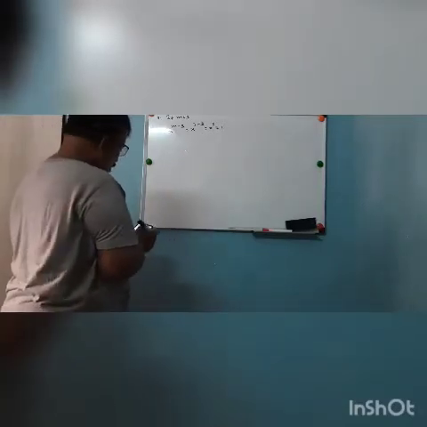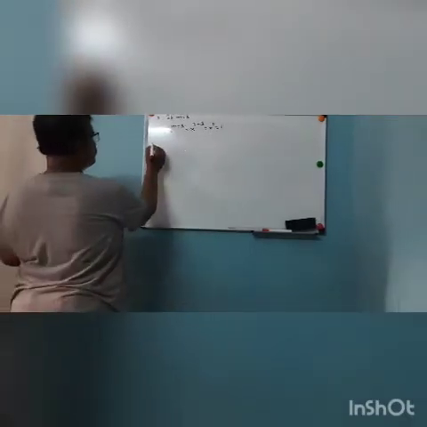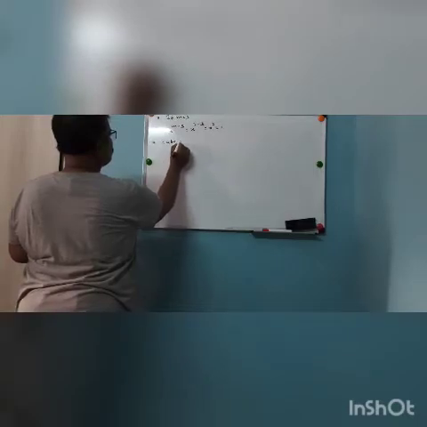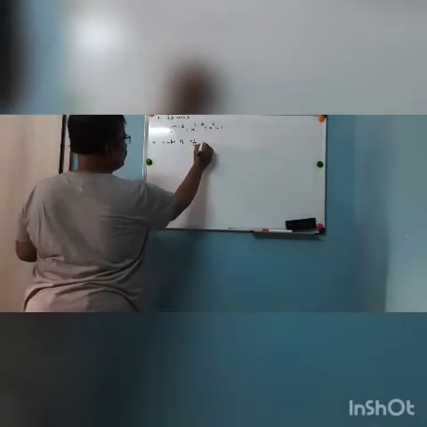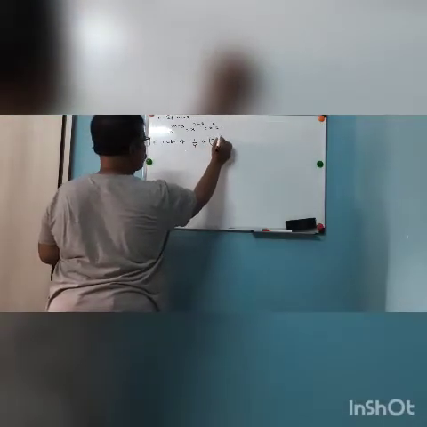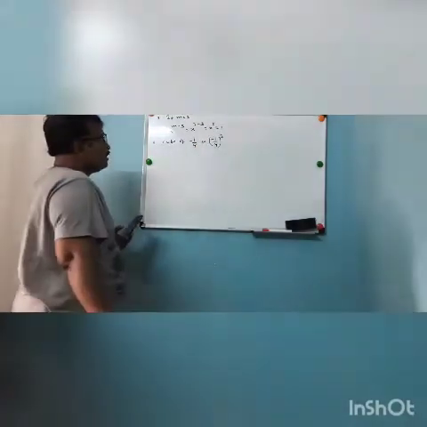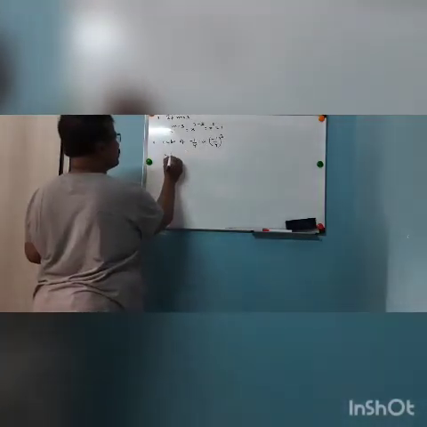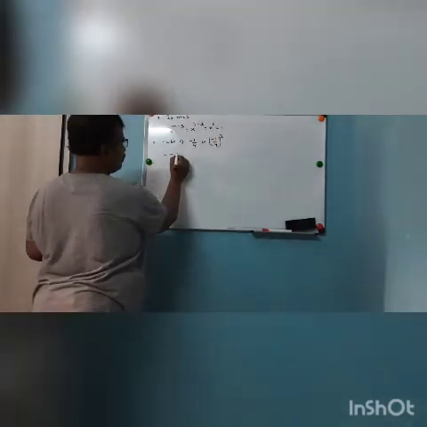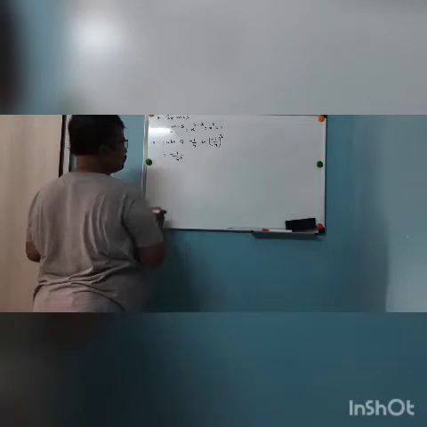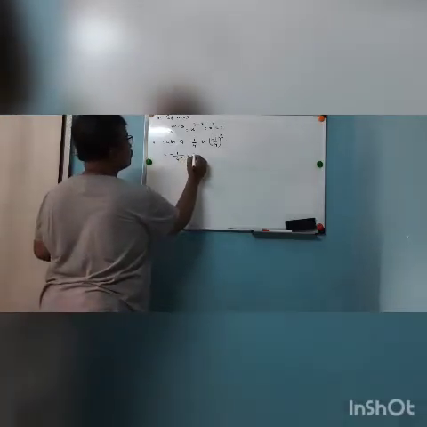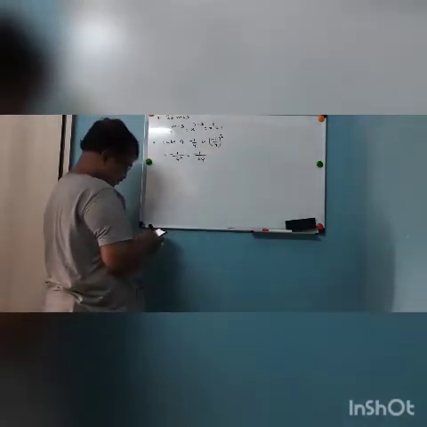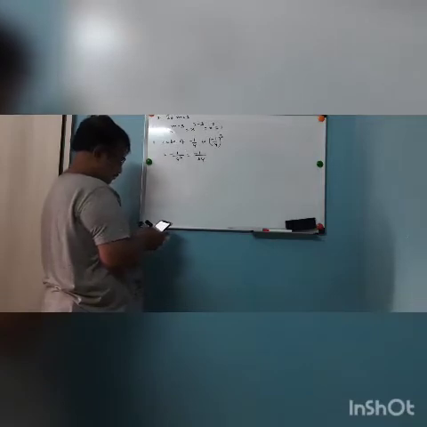Next, ninth question. Cube of minus 1 by 4 is minus 1 by 4 whole cube. Minus power odd number is minus. That's why minus 1 by 4 cubed. Minus 1 by 4 cubed means minus 1 by 64. So that is option 3.